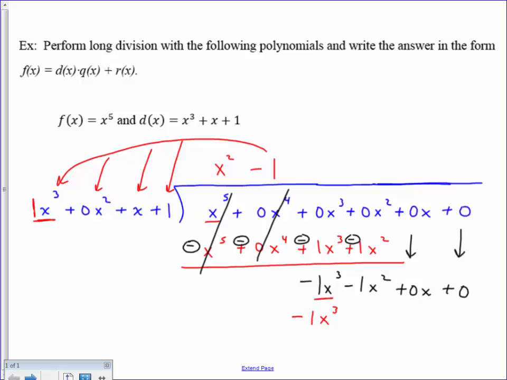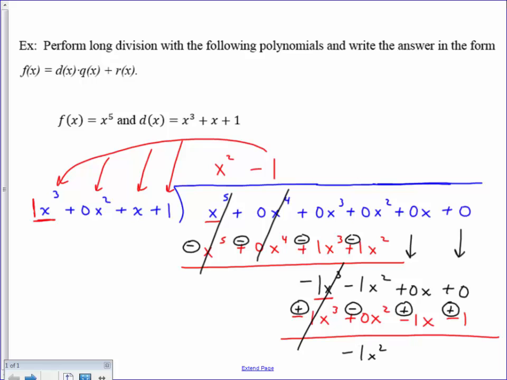Negative 1 times 0x squared is 0x squared. Negative 1 times x is negative 1x. Negative 1 times 1 is negative 1. Draw a line, change the signs on this second row. Okay, negative 1x cubed plus 1x cubed cancels. Negative 1x squared minus 0x squared is negative 1x squared. 0x plus 1x is 1x. And then 0 plus 1 is 1.